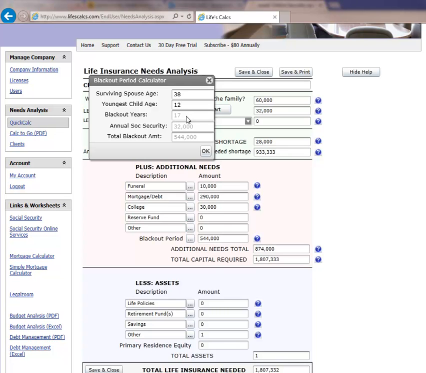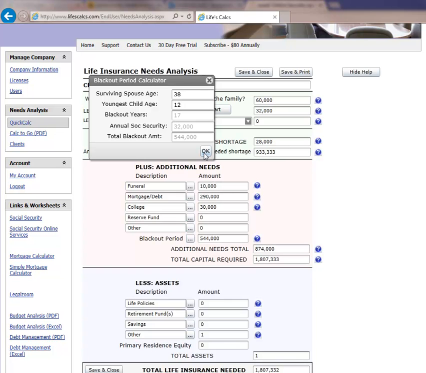So we need to dialogue about whether the spouse is going to go back into the workforce and how she's going to accomplish that. Again, we still keep this block of money intact in order to give her income, but we don't want it to erode if we can avoid that. And there are real needs during the blackout period, and that's why they call it the blackout period.